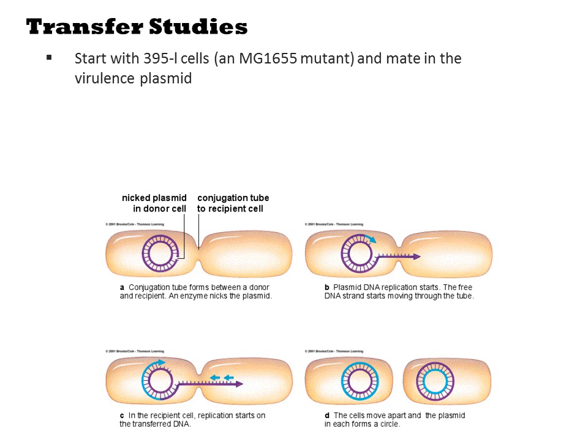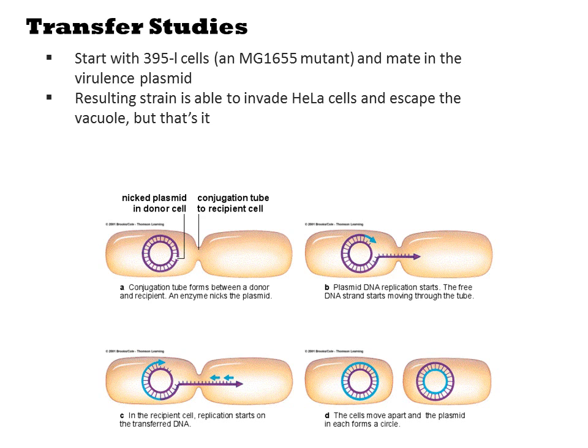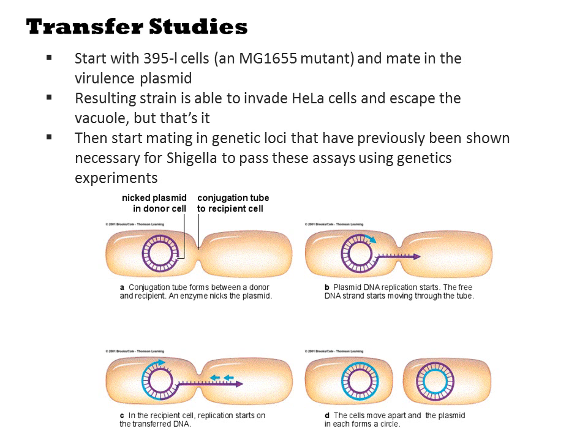They start with strain 395-I of E. coli, which is a K12 MG1655 lineage strain, and they transfer in the virulence plasmid. At 220 kilobases, transformation using conventional methods is inefficient, so usually such large DNAs are mobilized by conjugation methods instead of heat shocking or electroporation. The resulting strain is able to invade HeLa cells and escape the vacuole, but all the other tests they perform fail. They then start putting in Shigella genome loci to see what else is required.